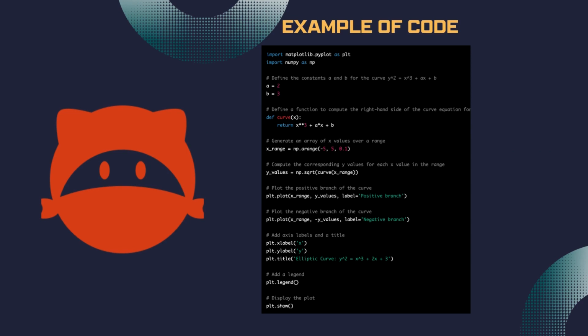This code defines the constants a and b for the elliptic curve y squared equals x cubed plus ax plus b, and defines a function curve to compute the right-hand side of the curve equation for a given x value. It then generates an array of x values over a range, and computes the corresponding y values for each x value using the curve function and the sqrt function from the numpy library.